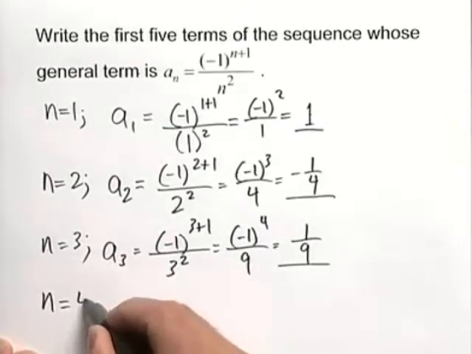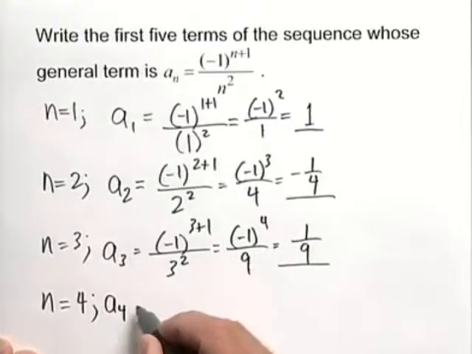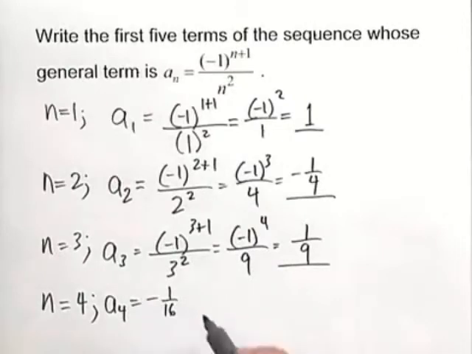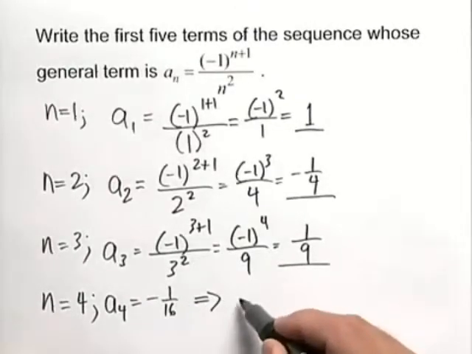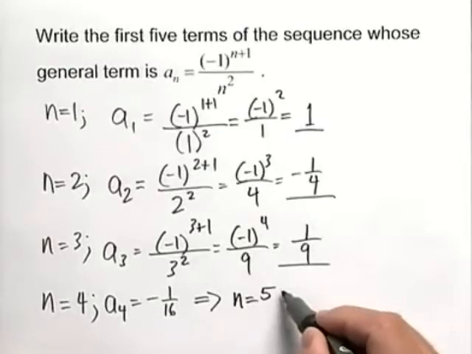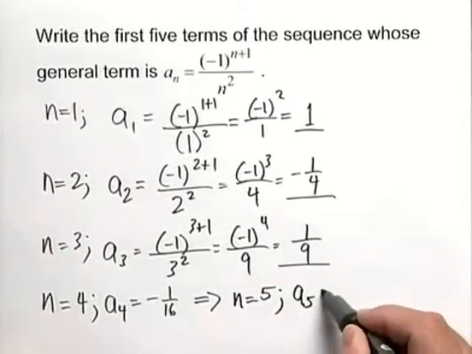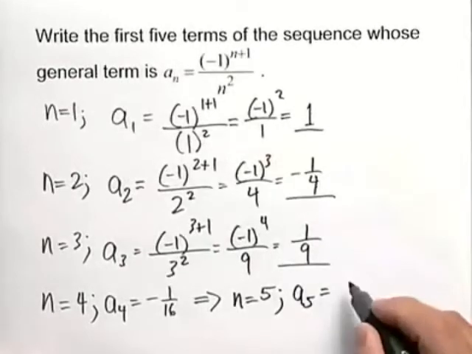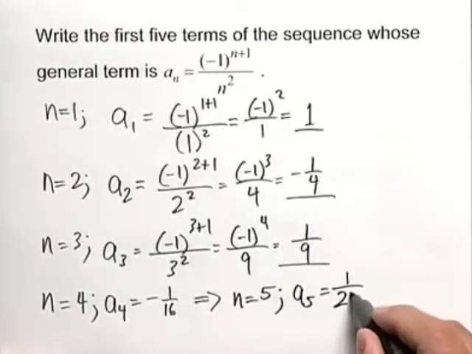So we could do a similar thing for n equals 4. That represents again our fourth term, and a sub 4 comes out to be -1/16, again continuing our alternating pattern. And then our fifth term, represented by n equals 5, could be written as a sub 5. Again, plugging 5 in wherever we have an n in our formula, and that will give us a positive 1/25.